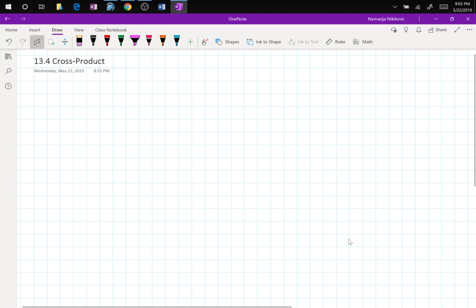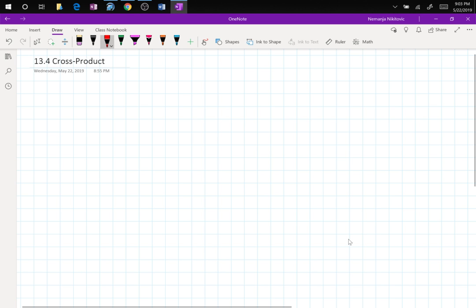So this is yet another way to multiply two vectors, and this time the product, or the answer to the product, is going to be another vector. And it's going to have special properties, and it's going to be very important. So the skill of calculating the cross product is important. Let's first take care of that.